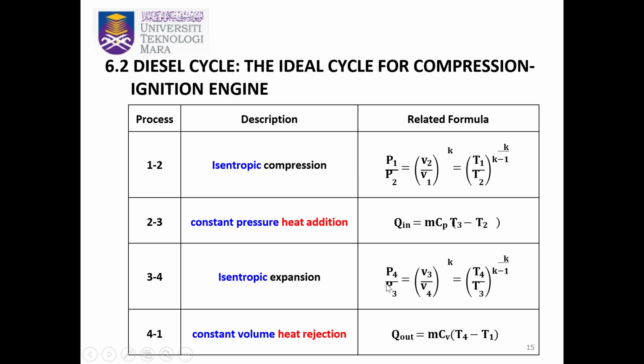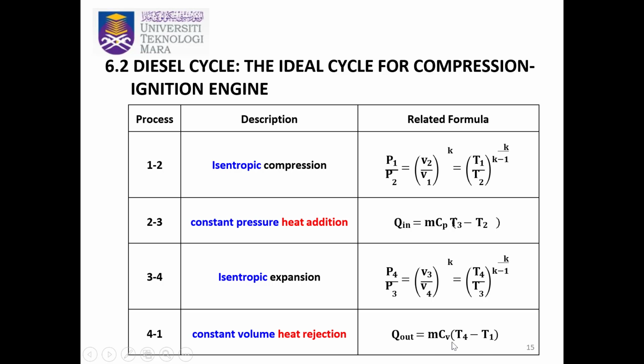Okay, 3 to 4 isentropic expansion: V4 over V3 equal to V3 over V4 powered by K equal to T4 over T3 powered by K over K minus 1. Okay, ini isentropic compression dengan isentropic expansion ni lebih kurang dengan ICE lah. Okay, constant volume heat rejection. Okay, kat sini pun sama dengan ICE juga.